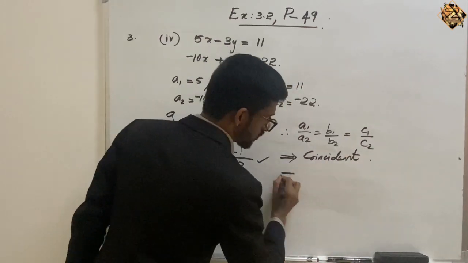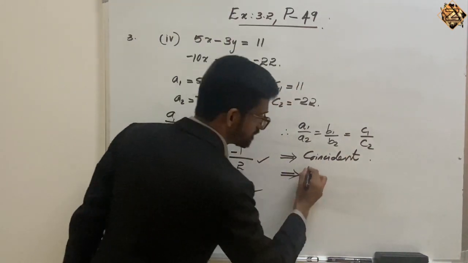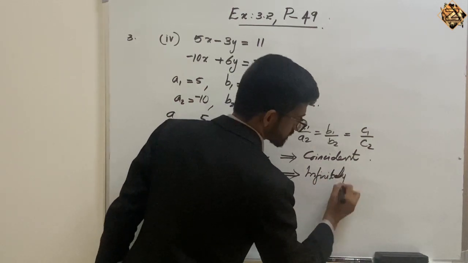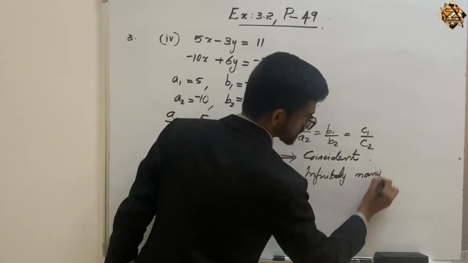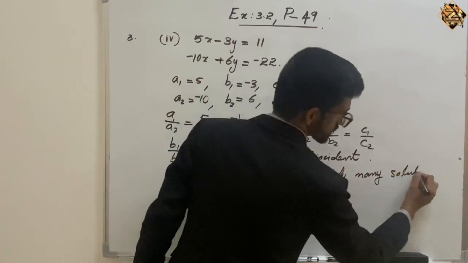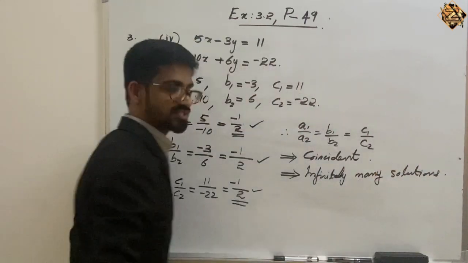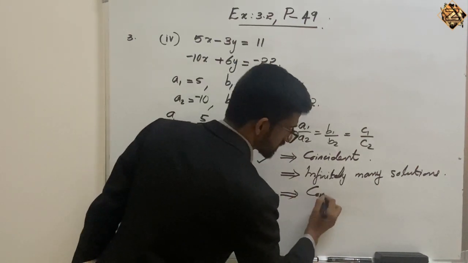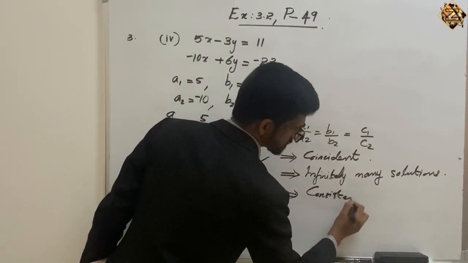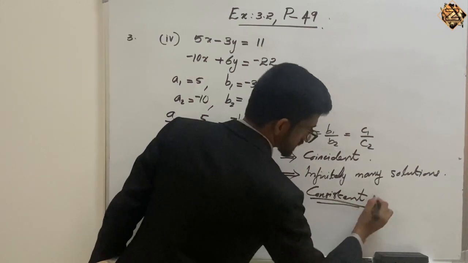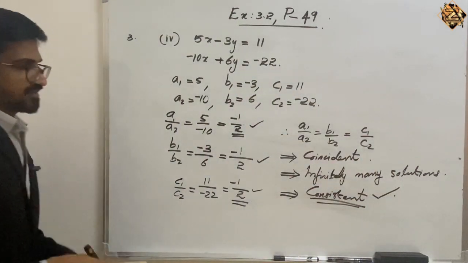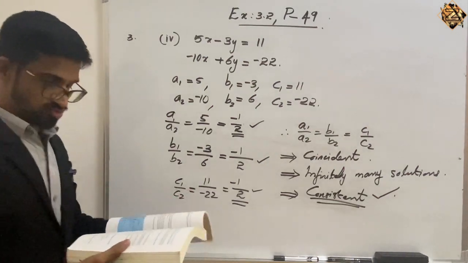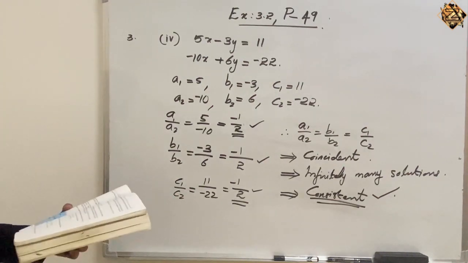If the lines are coincident, then there will be infinitely many solutions. So finally we can say that the given lines are consistent. Hope it is clear. Questions 3 and 5 you can solve. It's easy only. Similar way you can try, students.